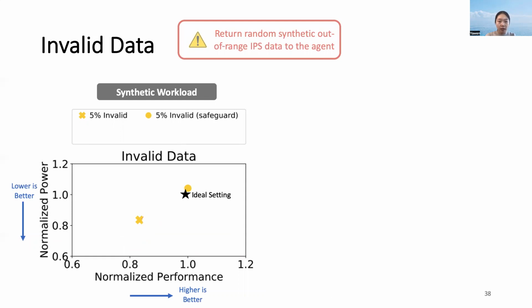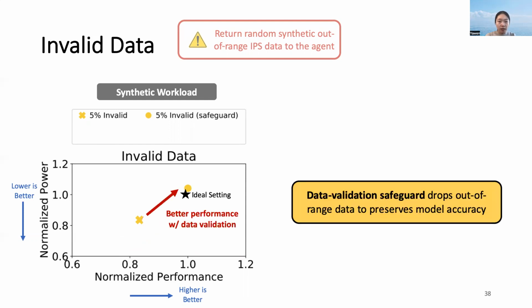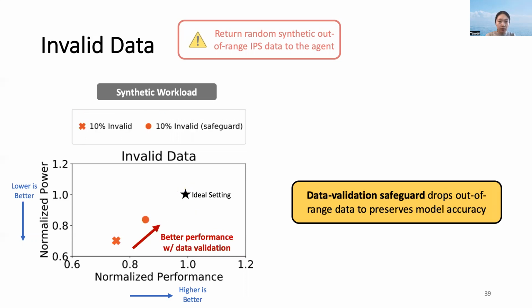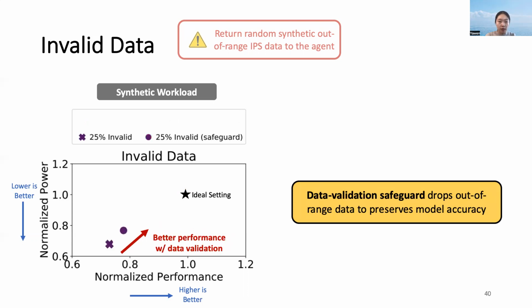However, once we add a data validation safeguard as required by SOL, the safeguard validates the data before consuming them and drops any out-of-range data, thus successfully preserving the model accuracy, as shown by the yellow circle on this plot. And this pattern is observed across different percentages of invalid data.